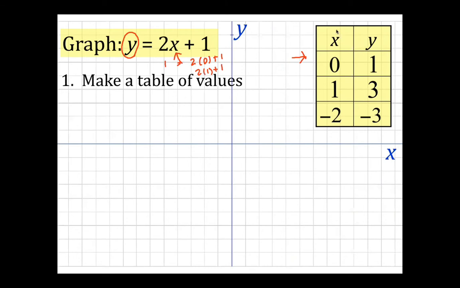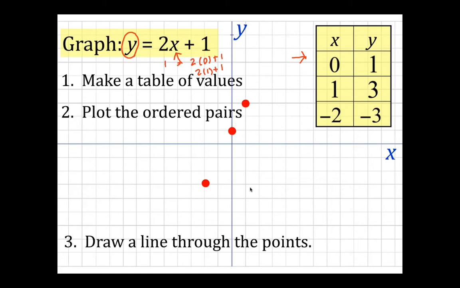Now you see here that you have a collection of coordinates that you can now plot to create your line. So I'll first plot (0, 1), and then I'll plot (1, 3), and then (-2, -3). Now that you have all your ordered pairs plotted, you can go ahead and draw a line through the points. And that's how your line is going to look.